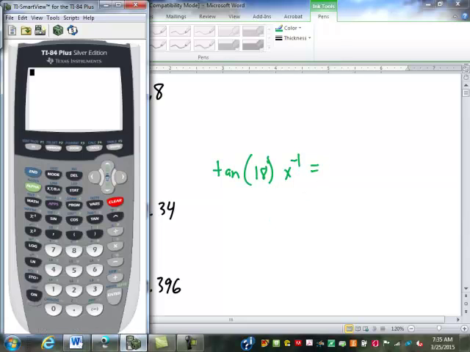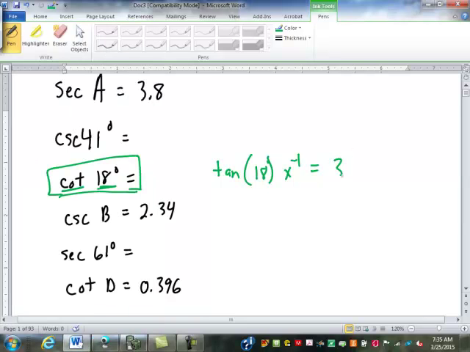And we hit equals. And so it'll be tangent, 18, close, reciprocal, 3.078, or 3.0777. That is the cotangent of 18 degrees.